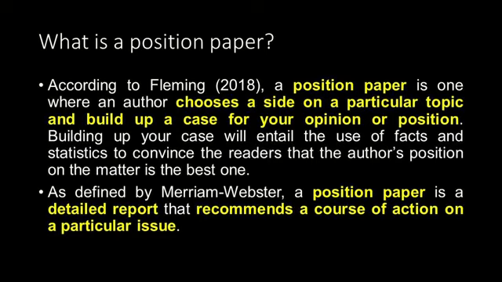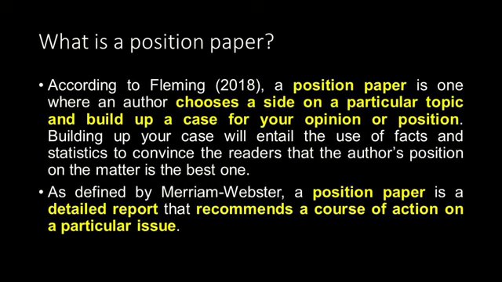Let's begin with objective number 1. How do we define position papers? According to Fleming, a position paper is one where an author chooses a side on a particular topic and builds up a case for your opinion or your position. Now, this building up of the case will entail the use of facts and statistics to convince the readers that the author's position on the matter is the best one.